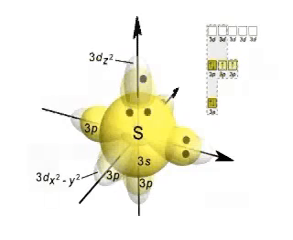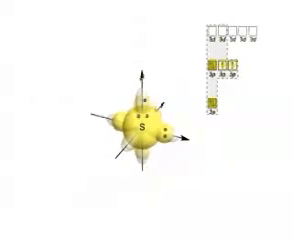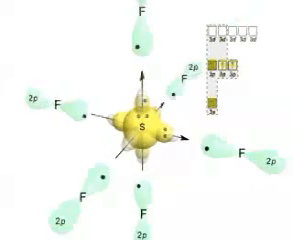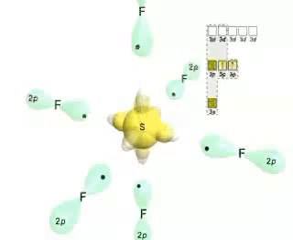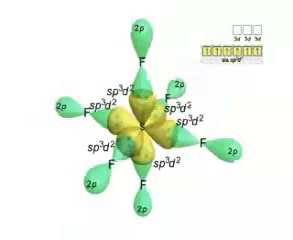Here you see the isolated sulfur with 3s, 3p, and the two 3d orbitals that will become hybridized. In SF6, the six sp3d2 hybrid orbitals point to the corners of an octahedron, and half-filled 2p orbitals of six fluorines have overlapped them.